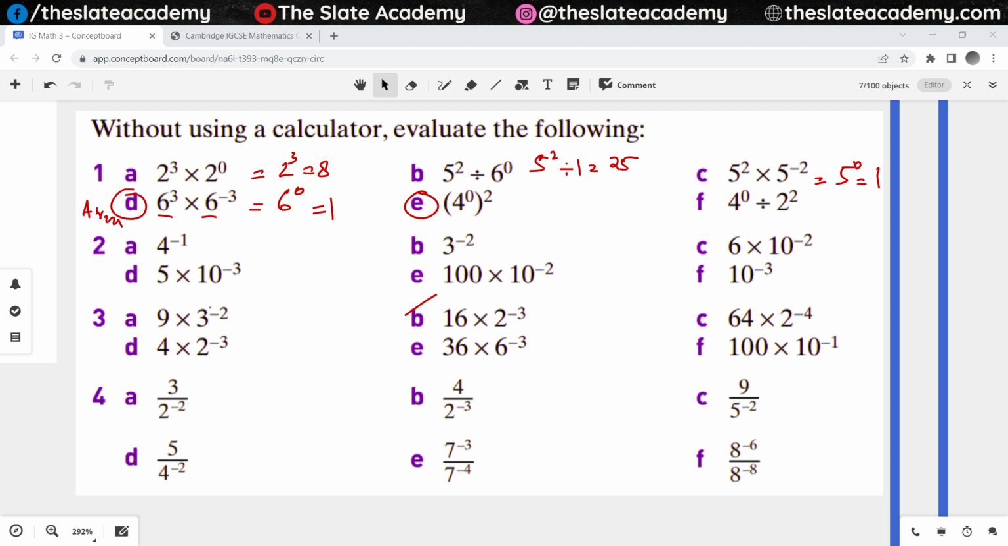Excellent. It will also be 1. Why? 0 and 2, they would multiply. So 4 to the power 0 will be equal to 1. Excellent. Miss Noor, also for part F, what will be the answer?